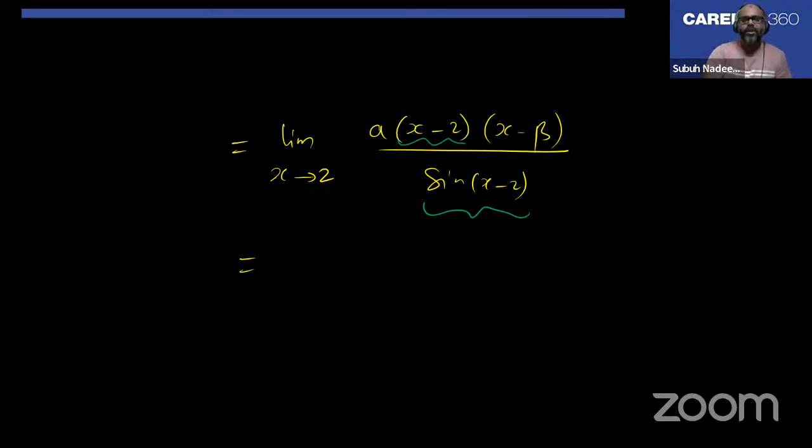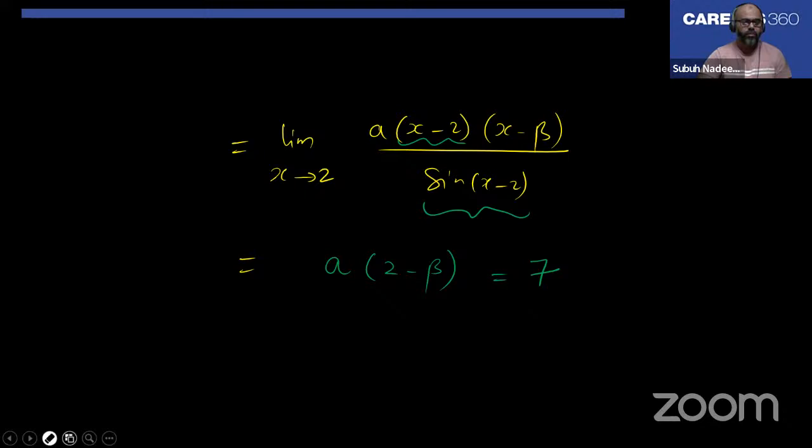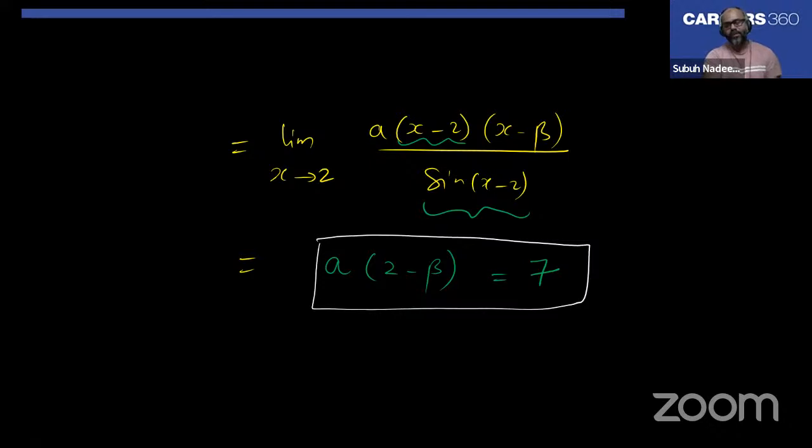And x approaching 2 means x minus 2 approaching 0, so this will become 1. So this comes to a and (x minus 2) by sin(x minus 2), with x approaching 2, will be 1, and this will be 2 minus beta. And this is equal to 7. So from here what we get is a into 2 minus beta is equal to 7.